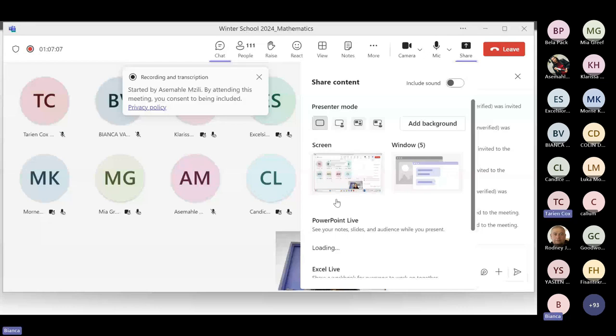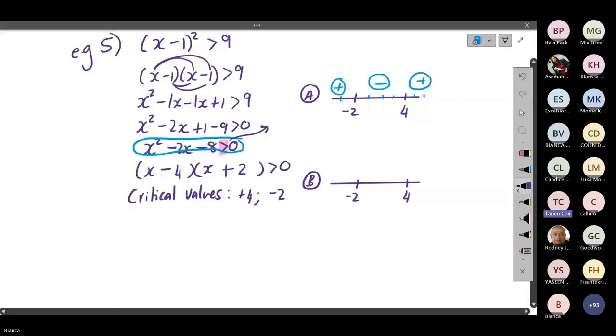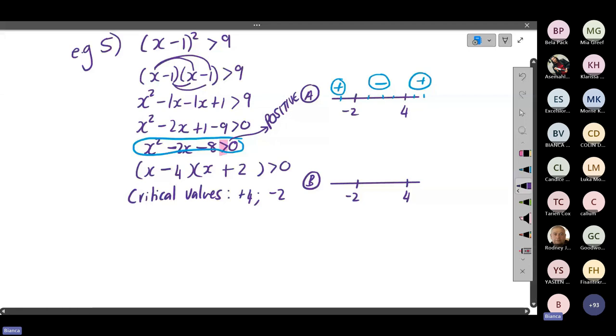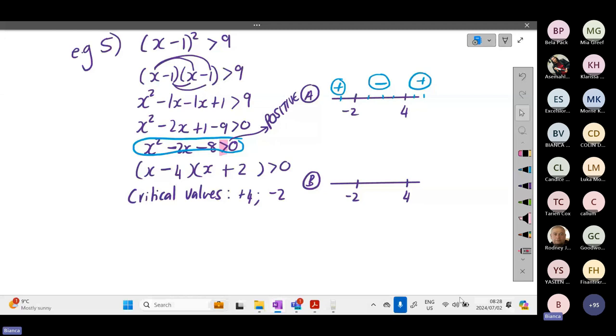Bianca, just check the screen they're sharing currently. Yeah. Your whiteboard's sharing again. Thank you. Yeah. Give it a few seconds. Okay. So it's asking for the, let me just double check this. I've got full connection. Yeah.